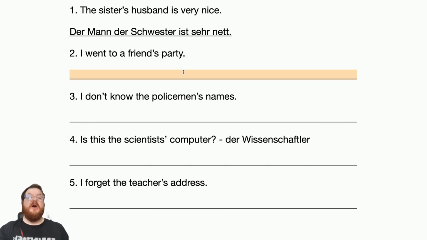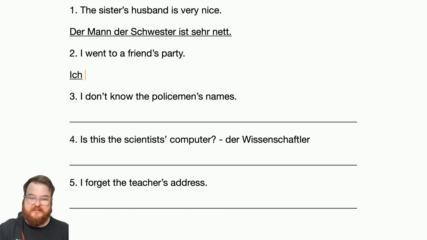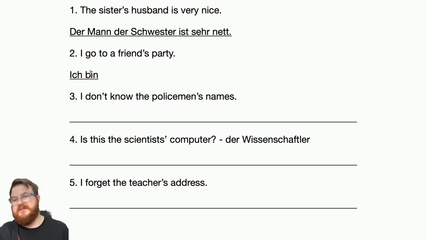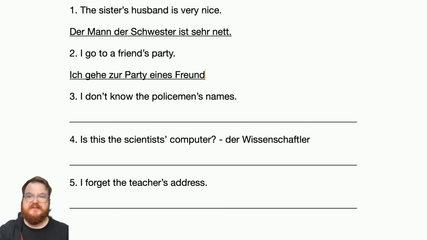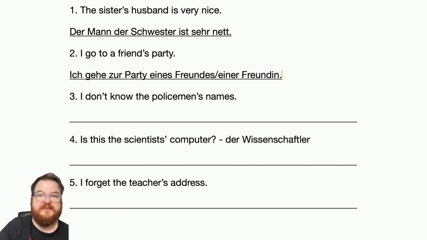I went to a friend's party. Undo the English. Put it the other way around. I went to the party of a friend. Oh, this is actually in the past tense. Let's change it to the present tense. It'll make things a little bit easier for us. Ich gehe zur Party eines Freundes. Okay, so here it's masculine, but it also could have been eine Freundin if you wanted. It could have been a female friend. So eines Freundes or einer Freundin, both are fine.